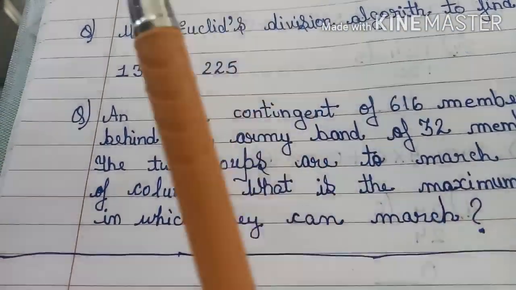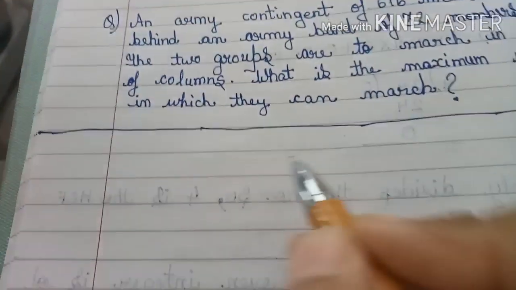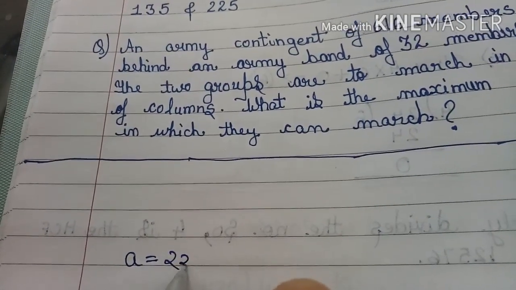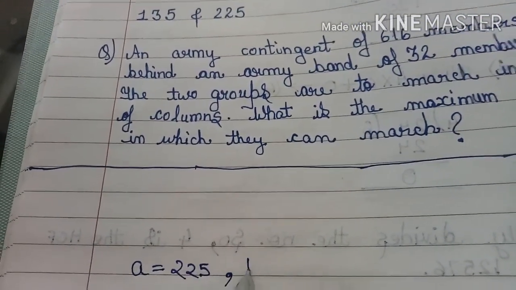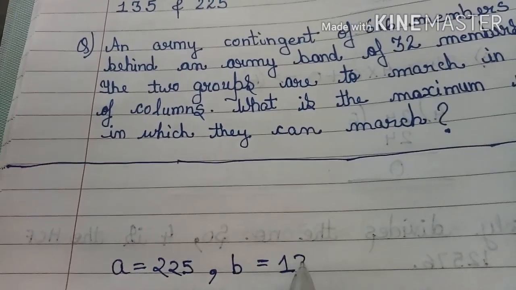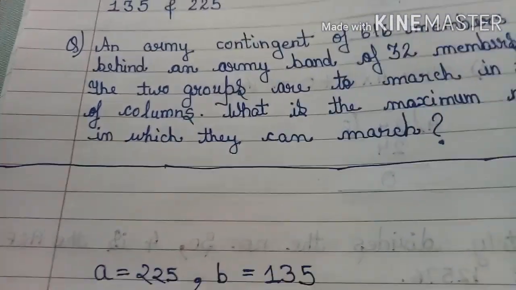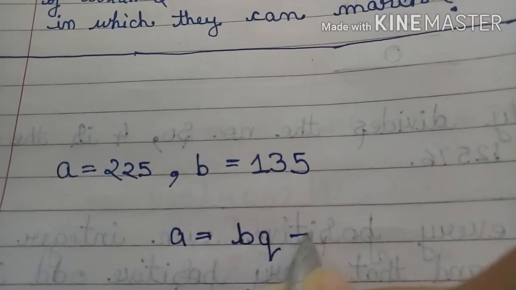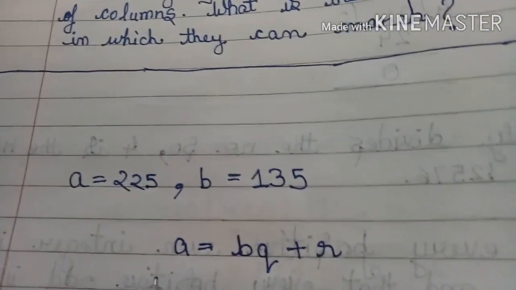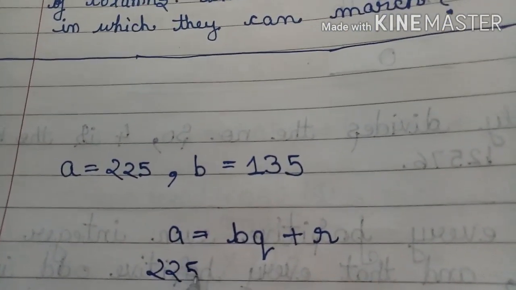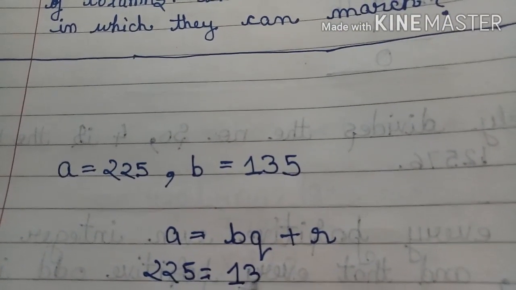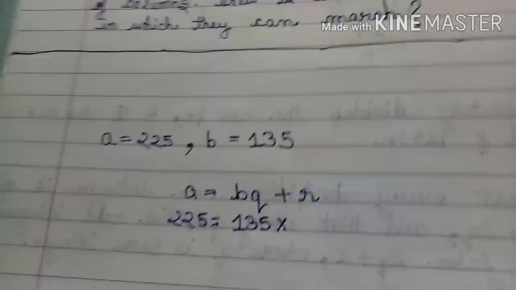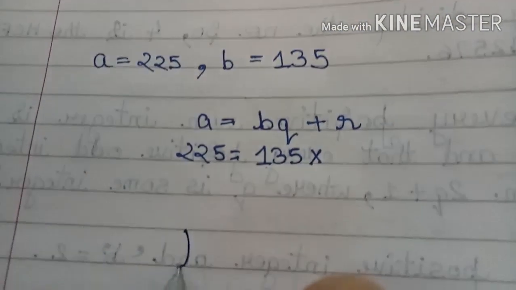Here we are having 135 and 225. So as we seen here, A would be our 225 and B would be 135. We are just going to divide these both. We will write A is equals to BQ plus R, and as A is 225, B is 135, we have to calculate Q and R by dividing these both. So let's start with it.